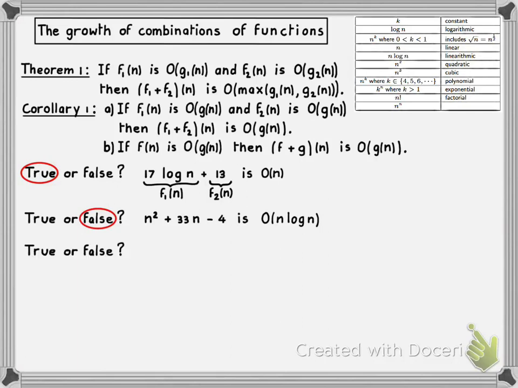For our next true-false question, consider the function f of n equals 8 times n plus 5. Is this function big O of n to the power 3/2? You should immediately recognize this function as a polynomial of degree 1. We know this function is big O of n, and since n to the power 3/2 grows faster than n, then clearly this function is big O of n to the power 3/2.